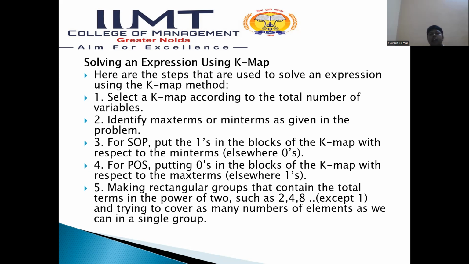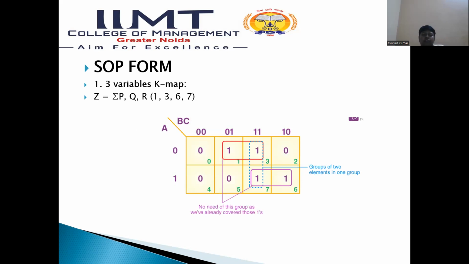Otherwise, the value is put in the Karnaugh map by making a rectangle with the content. The total terms are in powers of 2, such as 2, 4, 8, which can cover many numbers of elements and scan a single group. For a sum of products with three variables, the minterms are 2 to the power 3, which is equal to 8 cells. According to need, the 8 cells are A, B, C, A complement, B complement, C complement, and otherwise they depend upon this to create the graphics.